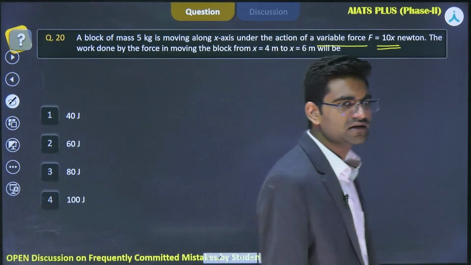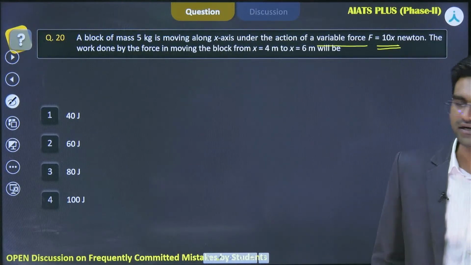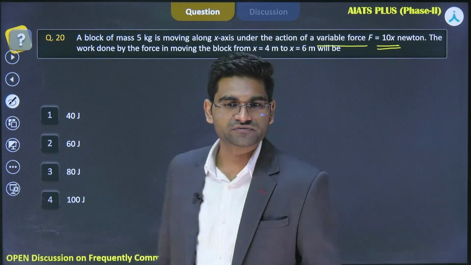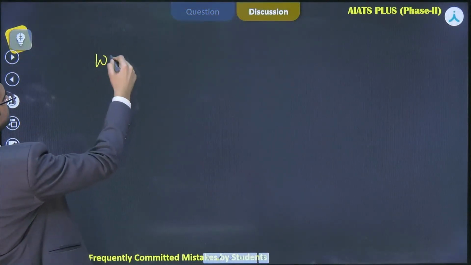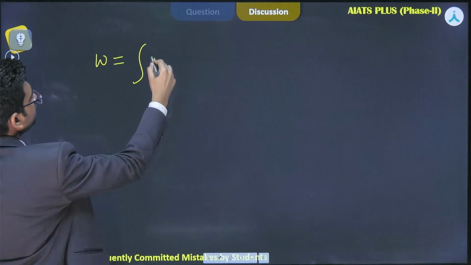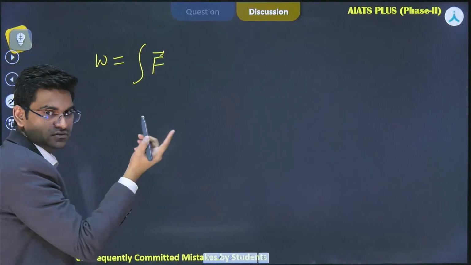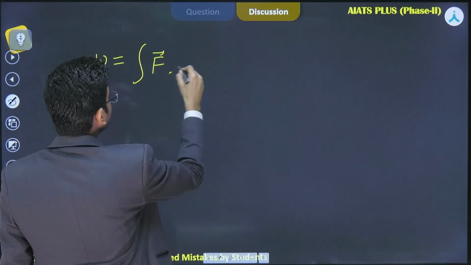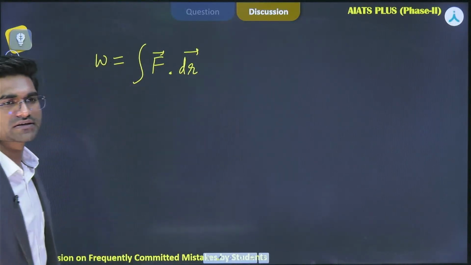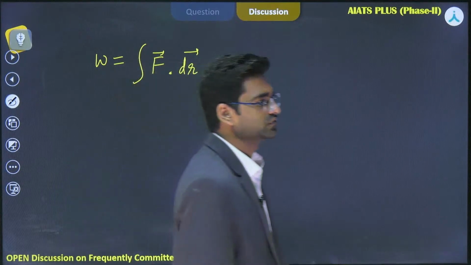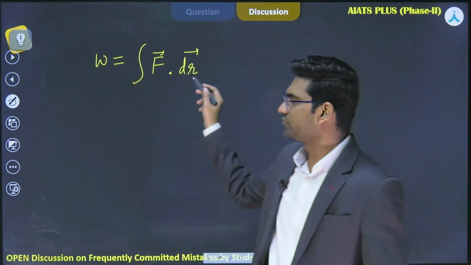Very easy question, right? But the force is variable here and we have to integrate to find the work done by this force. So what is the fundamental formula to find the work done? Work done is equal to the integral of F vector, force is a vector, right? F dot dr, right? The dot product of two vectors will be a scalar quantity. So work done is a scalar quantity, F dot dr.